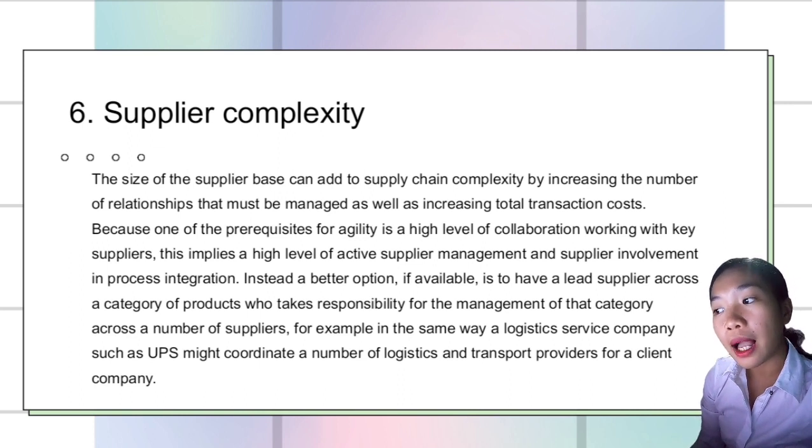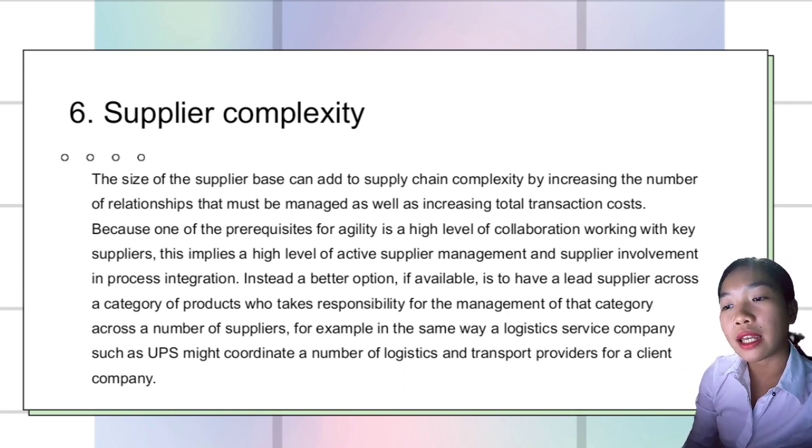Instead, a better option, if available, is to have a lead supplier across a category of products who takes responsibility for the management of that category across a number of suppliers. For example, in the same way, a logistics service company such as UPS might coordinate a number of logistics and transport providers for a client company.